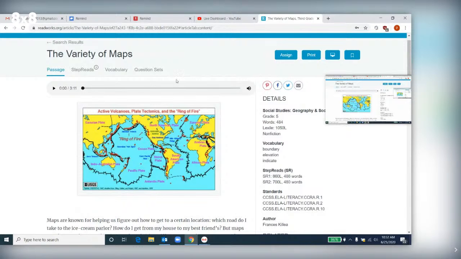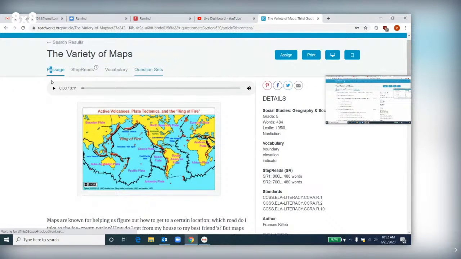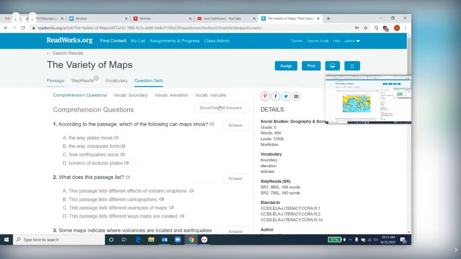So there's going to be questions now with this article right here. Okay, so number one, according to the passage, which of the following can maps show? The way plates move, the way volcanoes form, how earthquakes occur, or borders of tectonic plates. This one showed us the borders. You can see all those black lines show the borders of the plates. That's really what this map is showing. It's showing us the borders of the plates. Okay, so that would be D. And what does this passage list?